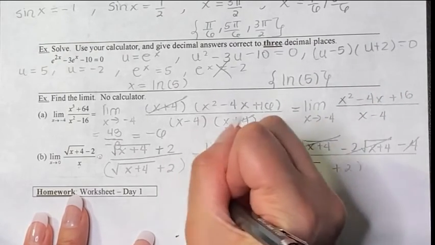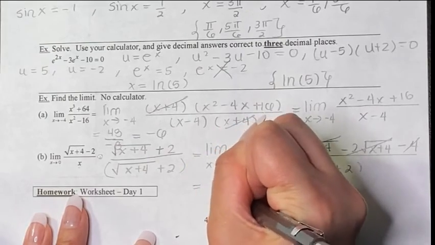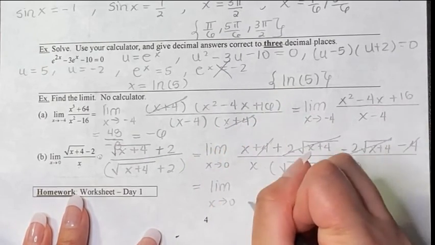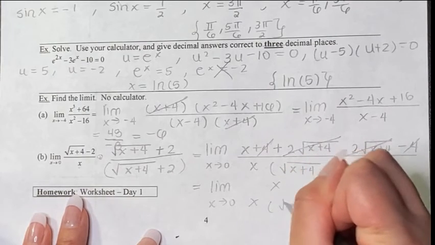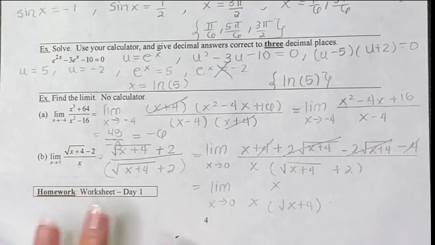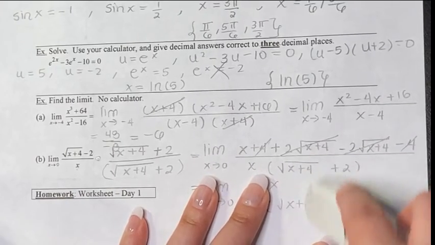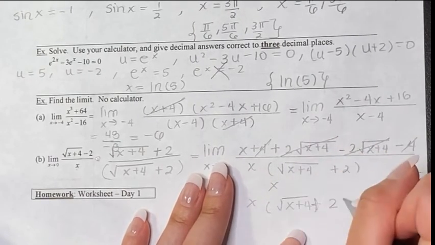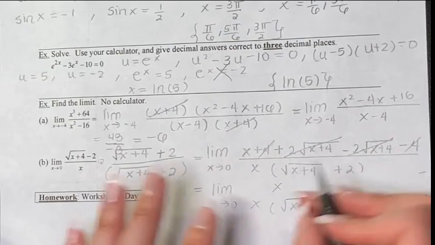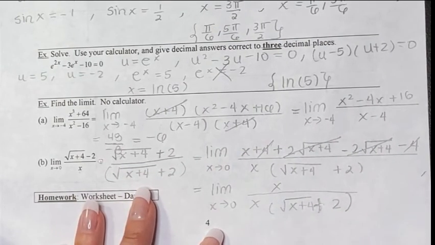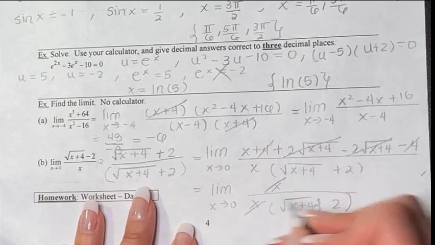So let me rewrite this so you can see everything. The limit of x that approaches 0, and then you have x divided by x times the square root of x plus 4, plus 2. Okay, and then the parentheses here. Okay, and then you have that this is your line. So you can see that they cancel.